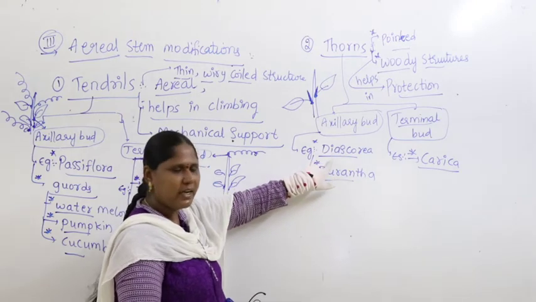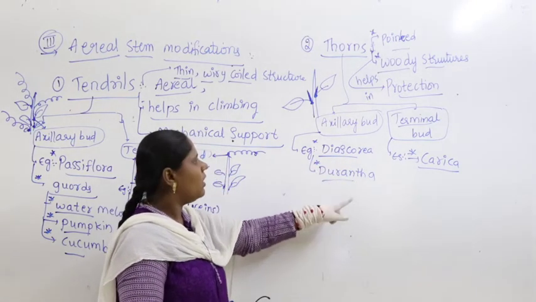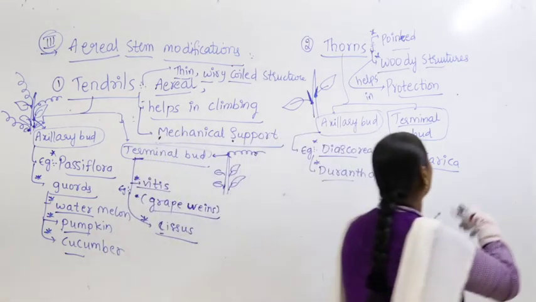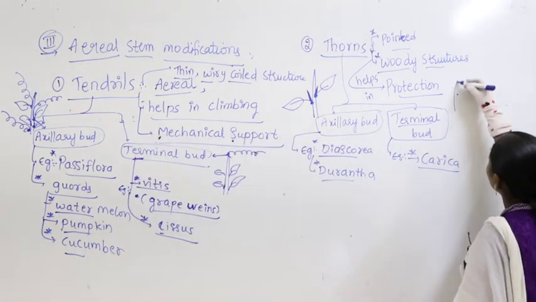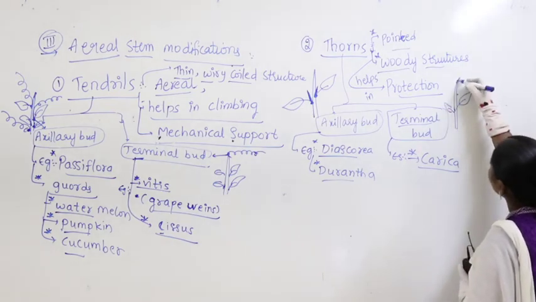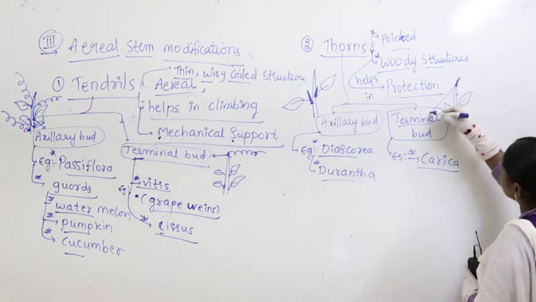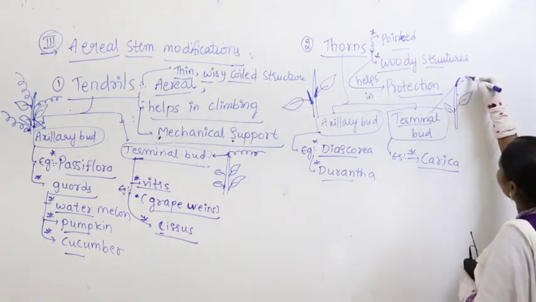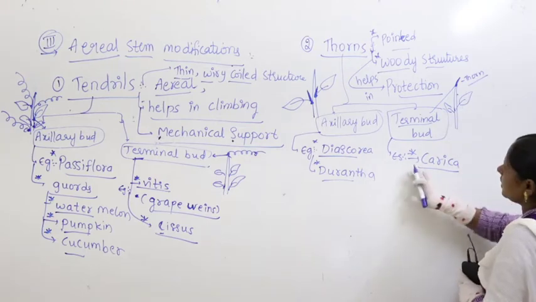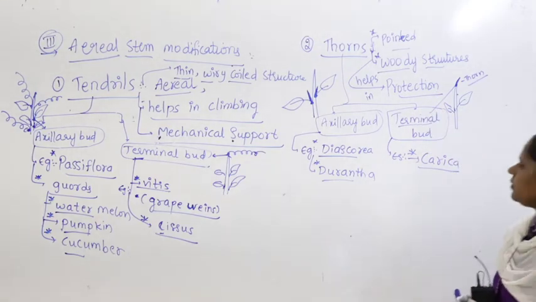I'll pronounce it again. Dioscorea. Next one is Duranta, where terminal bud gets modified into thorn. What is terminal bud here? Suppose this is a plant, your terminal bud gets modified into thorn like this. So this is terminal bud that gets modified into thorn, that you find in case of Carica. They help in protection.